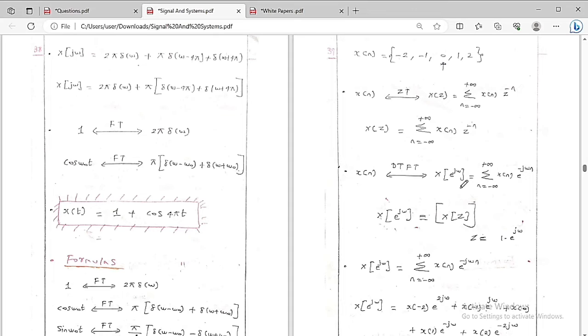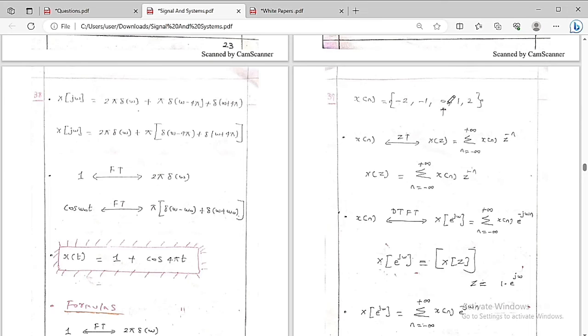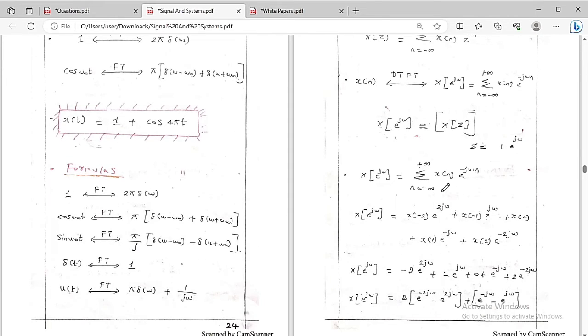So this is what we are going to get: x of e to the power of j omega is equal to sigma n equal to minus infinity to plus infinity x of n into e to the power of minus j omega n. Now, as x of n has only values from minus 2 to plus 2, that is 0, minus 1, minus 2, plus 1 and plus 2, the remaining values are 0. So the summation will now be only from n equal to minus 2 to plus 2, because the remaining values are 0. So like this we have to solve.